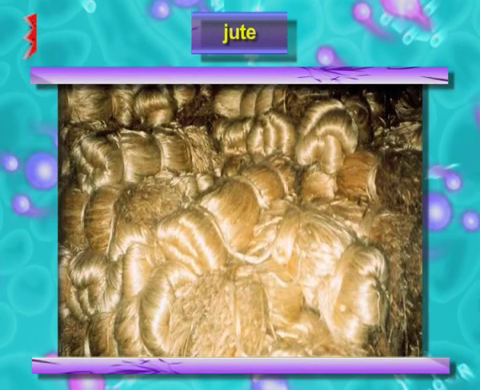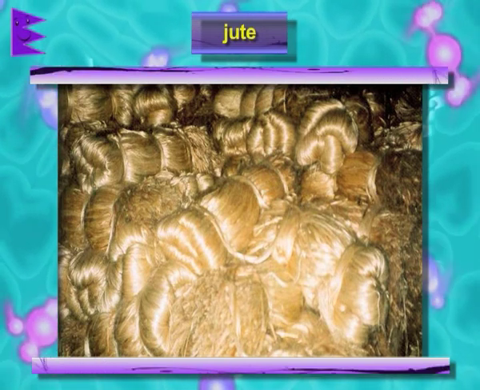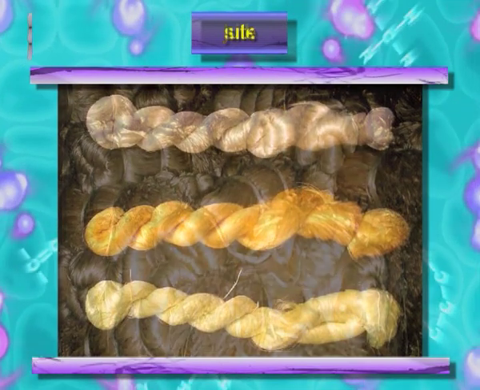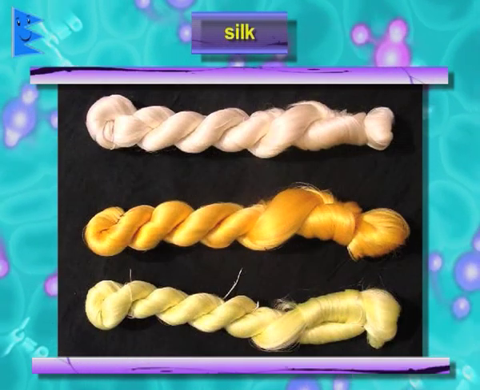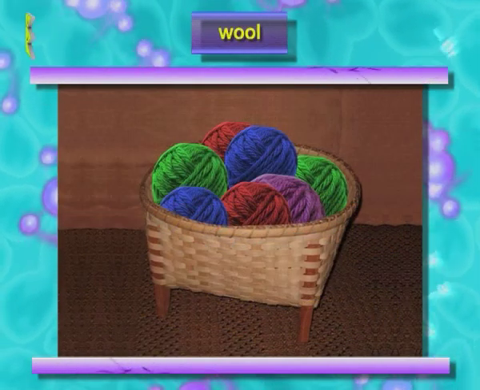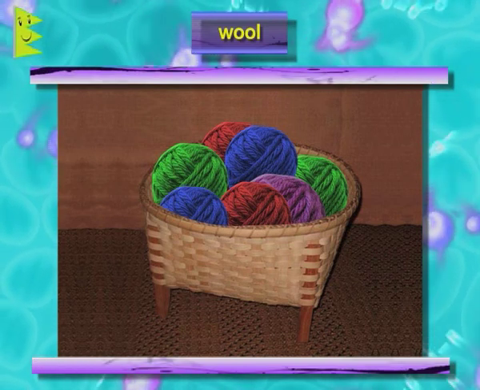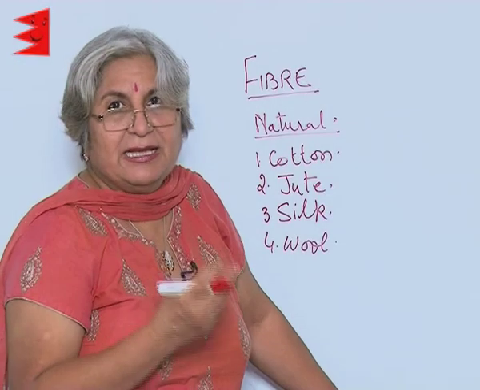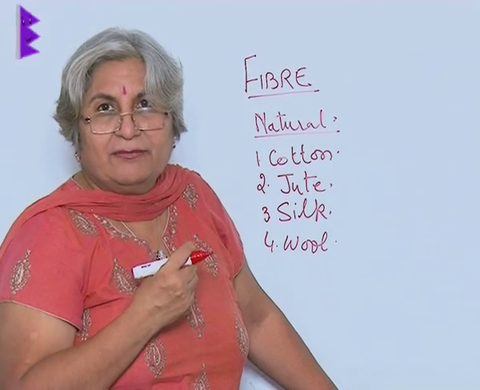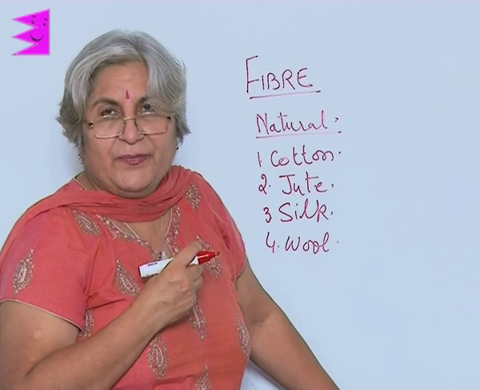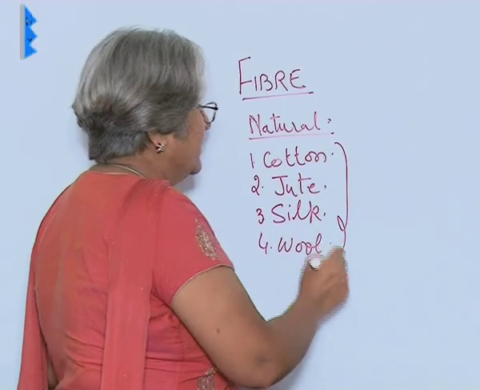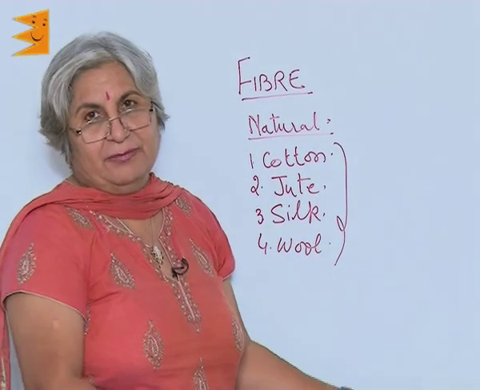Then we also have jute, which is also from a plant, a tree. From its bark we get the jute fibers. Then there is silk, which we get from silk moth, an animal. And then there is wool, which we get from sheep, usually sheep, but sometimes we can also get wool from, say, a rabbit, Angora, which gives us a very fine wool. So generally we get it from the sheep. So we find that these are the natural fibers which we get from plants and animals.